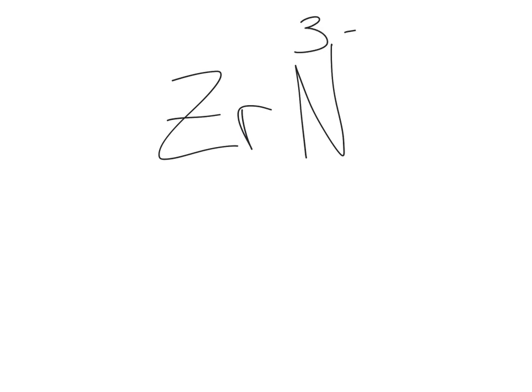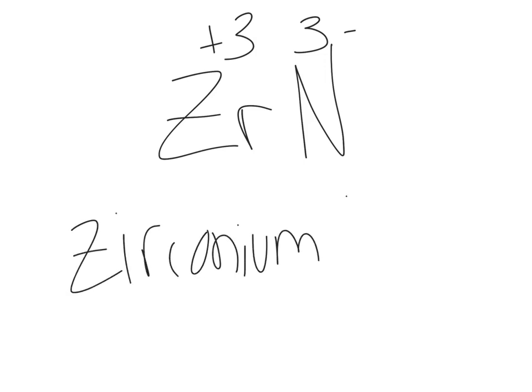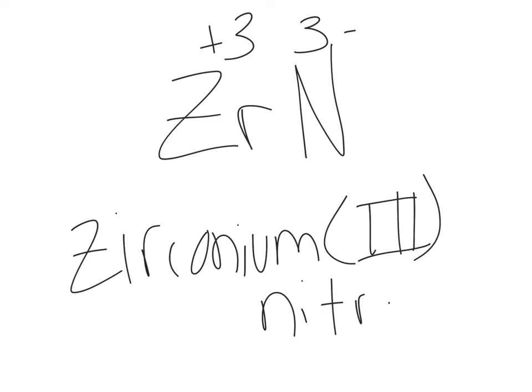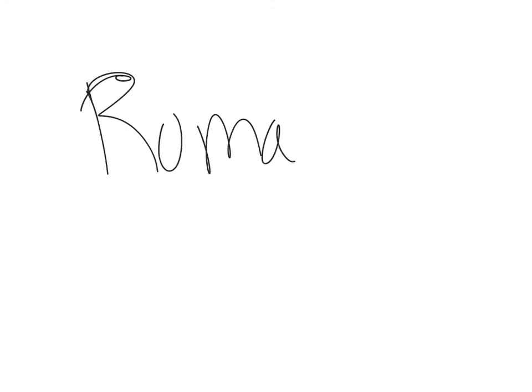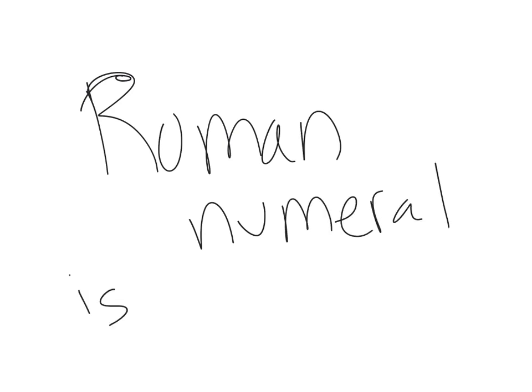So let's pick ZrN. So I know nitrogen is a -3, so that makes zirconium a +3. So I know I've got zirconium 3, because the charge is a 3, nitride. So remember the key, the Roman numeral is your metal's charge.